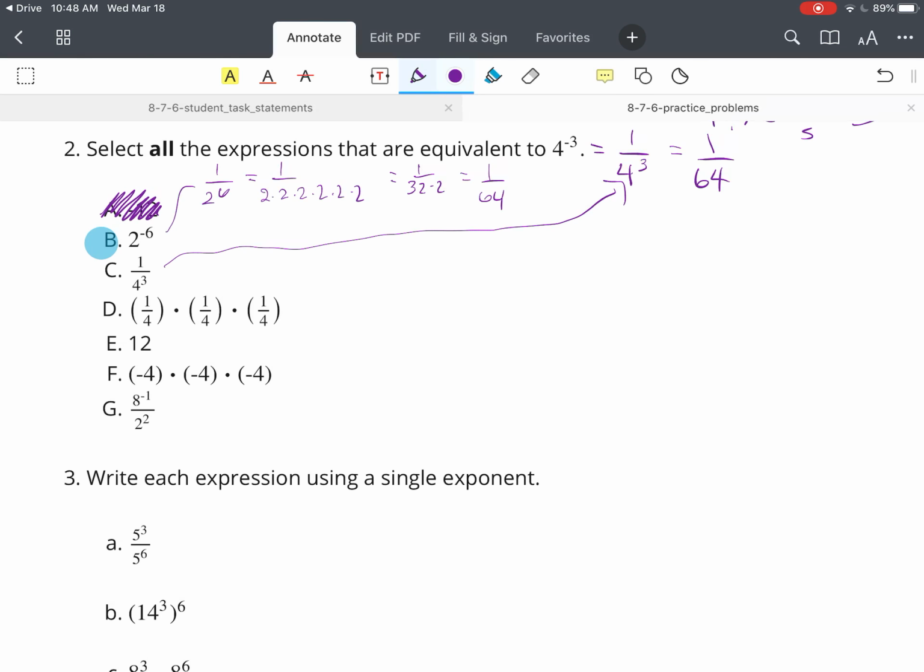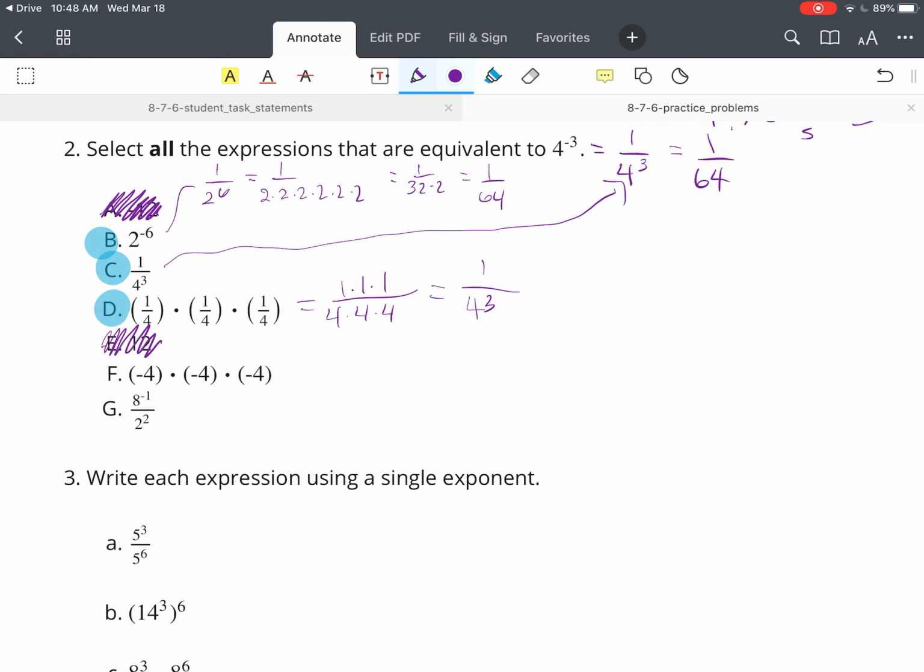And sure enough, 1 over 4 to the third. That's also true. 1/4 times 1/4 times 1/4 is... 1 times 1 times 1 is 1. 4 times 4 times 4 is, well, that's just 4 to the third. So again, it's equivalent.